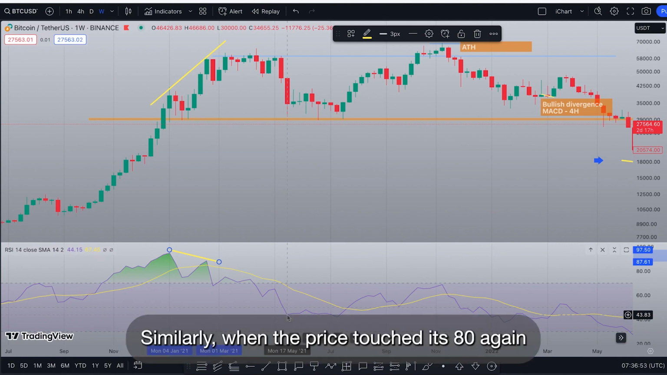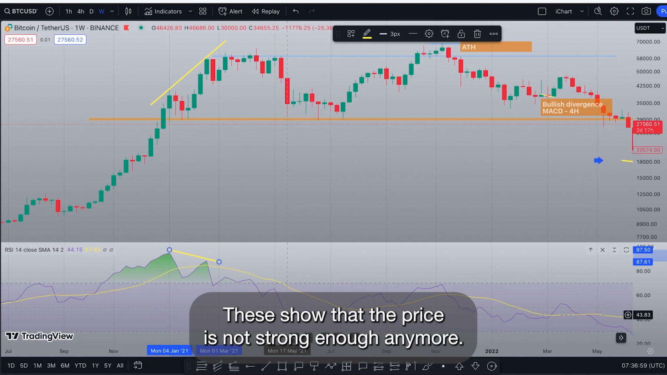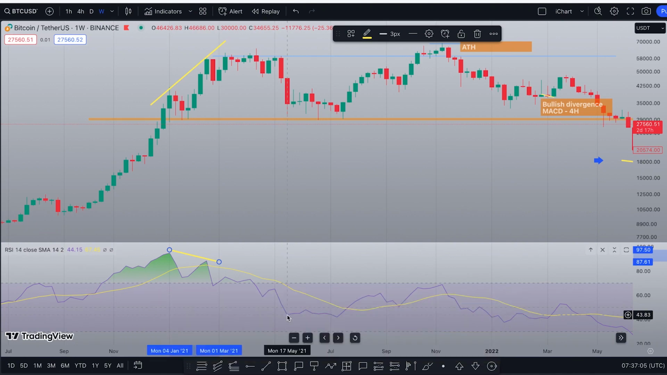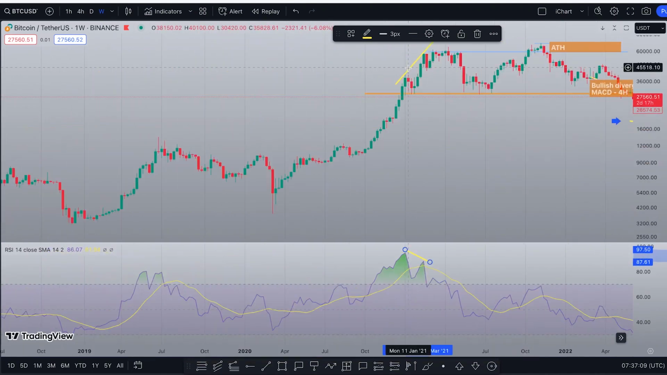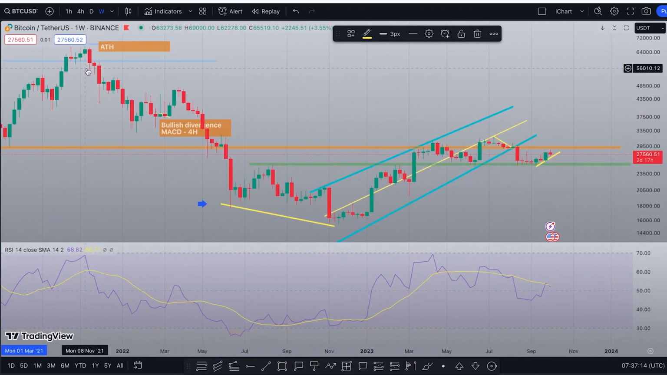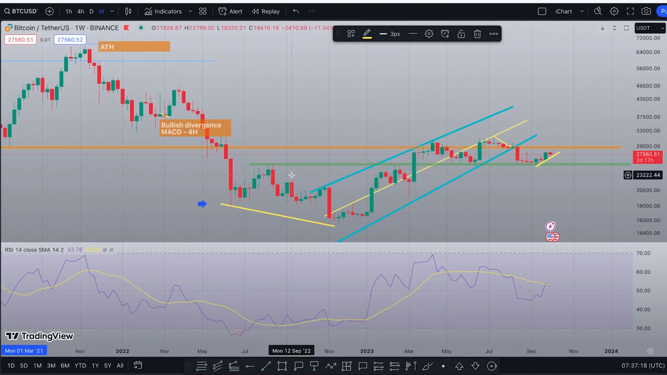Similarly, when the price touched its ATH again, the RSI couldn't come back to the same point. These show that the price is not strong enough anymore, and indeed we are expecting a huge bearish momentum. The bearish channel is also evident, and you are experiencing that right now. That shows the price had lost its strength.